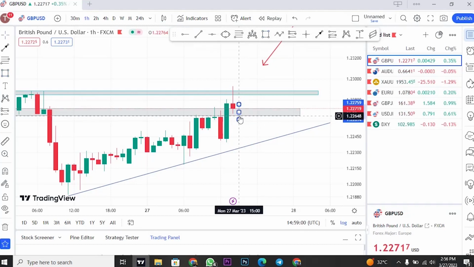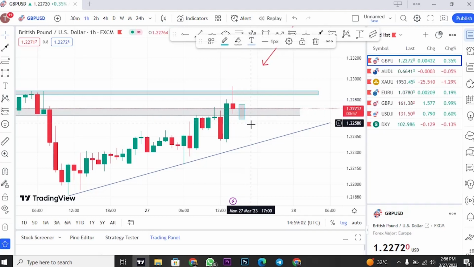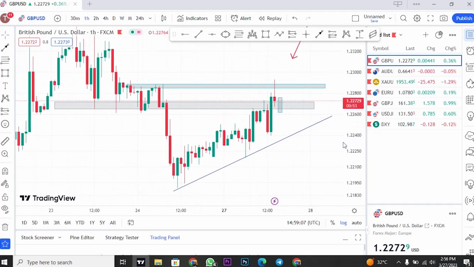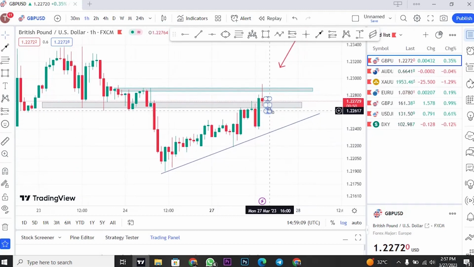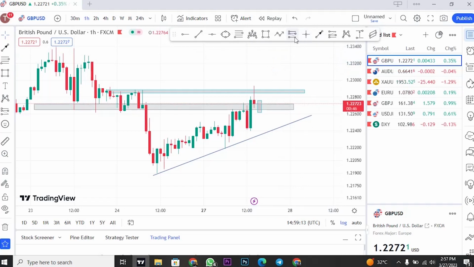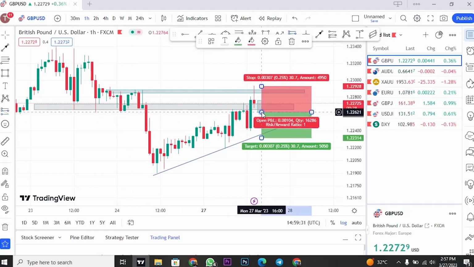After this engulfing candle created here, then I'll be comfortable to enter the market right here after the close of the engulfing candle below my 50% retracement level. If the 1 hour candle closes below my 50% retracement level, then I'm going to enter the trade right at this point.